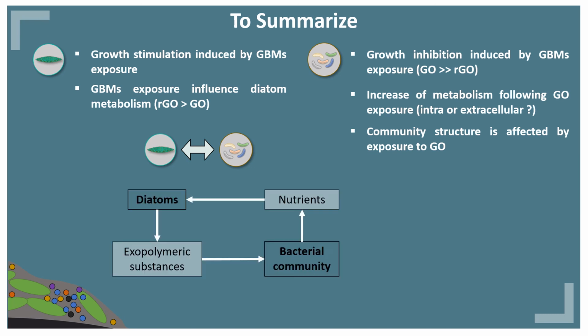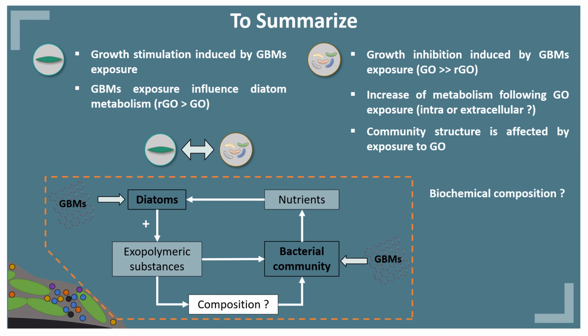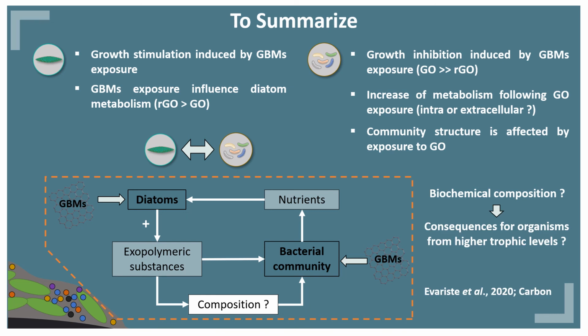Concerning the interaction between the 2 compartments, we can note that the diatom and the bacteria are directly affected by graphene exposure, and also that for the diatom, the exposure to GBMs was leading to an increase of EPS secretion that can be used by bacterial communities to produce nutrients that are beneficial for the diatom growth. However, we still don't know if the EPS composition is affected, and this could have an indirect effect on bacterial community structure. We also don't know if the biochemical composition of the biofilm is affected, and this could have consequences for higher-tier organisms feeding on this biofilm.